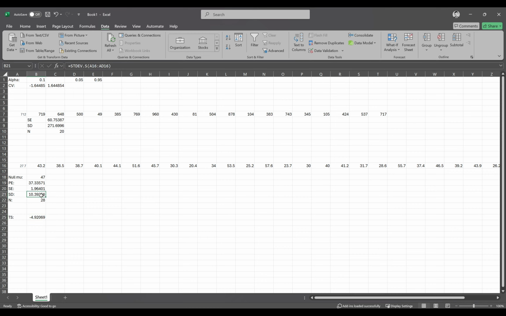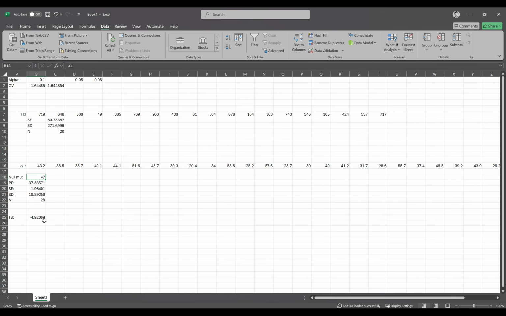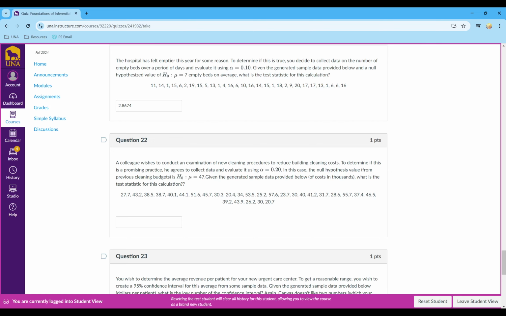Equals count for n equals stdev.s, and then selecting the data for the standard deviation. The standard deviation divided by the square root of n for the standard error. The point estimate is the average. And then down here, I'm just combining the point estimate minus the null mu divided by the standard error. The null mu, again, is coming from that null hypothesized mu value. And then copy and paste my answer over.